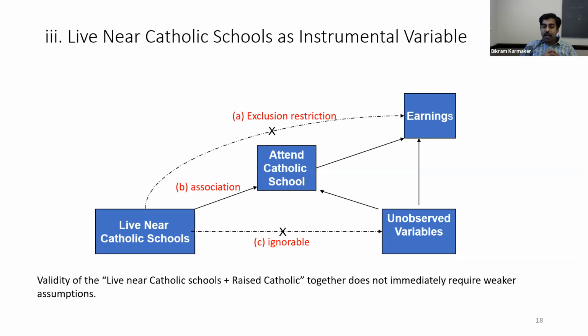Living near Catholic school has a similar picture. It should also encourage going to Catholic school. It should not affect earning in any other way than affecting your chance of going to Catholic school, and it should not be associated with any unmeasured variables which can be associated with earning. Okay, so I'll note here that validity, if you take both of them together, living near Catholic school or raised Catholic together, does not immediately imply that you need weaker assumption than any one of those.